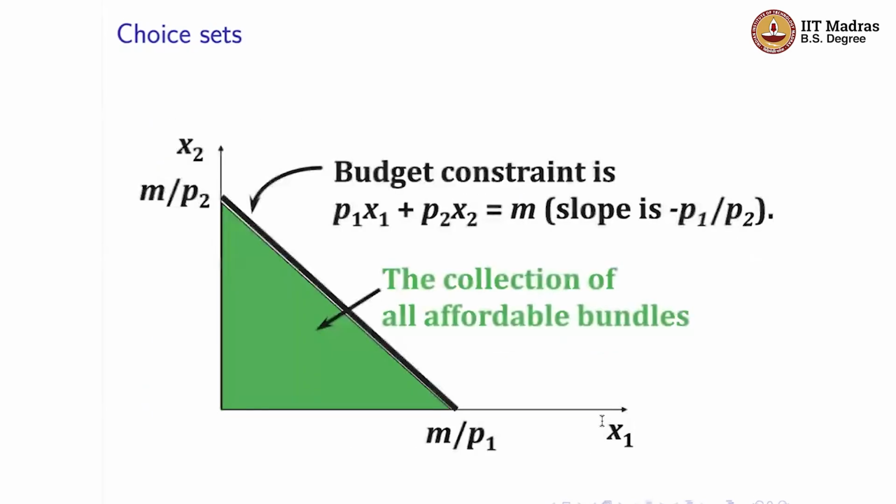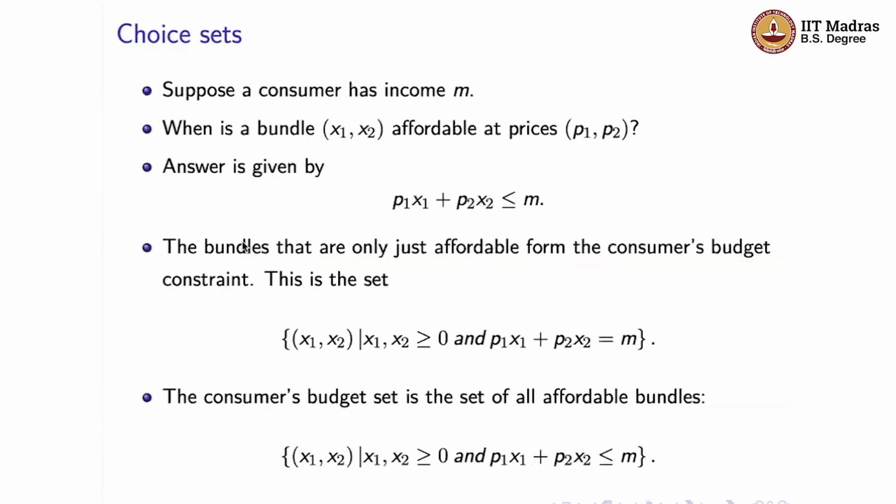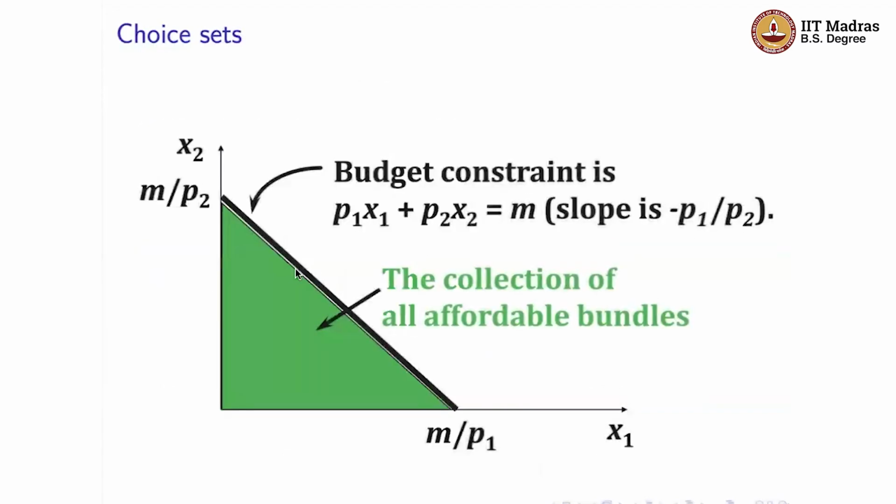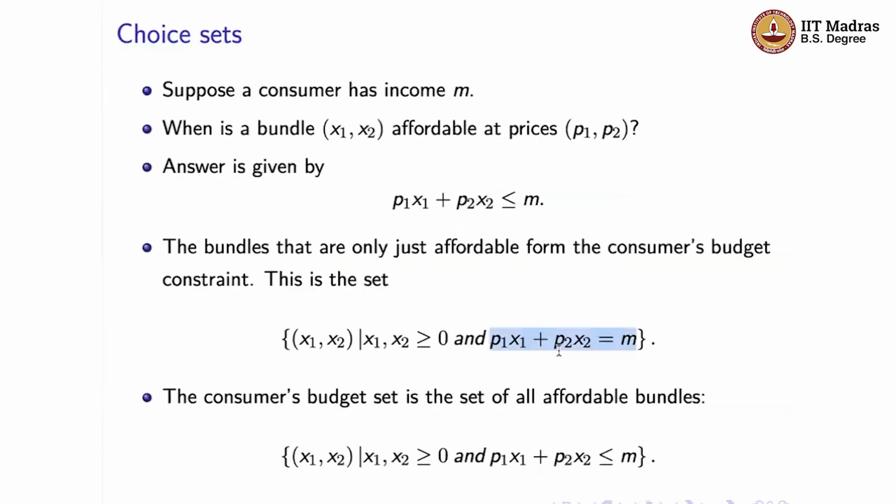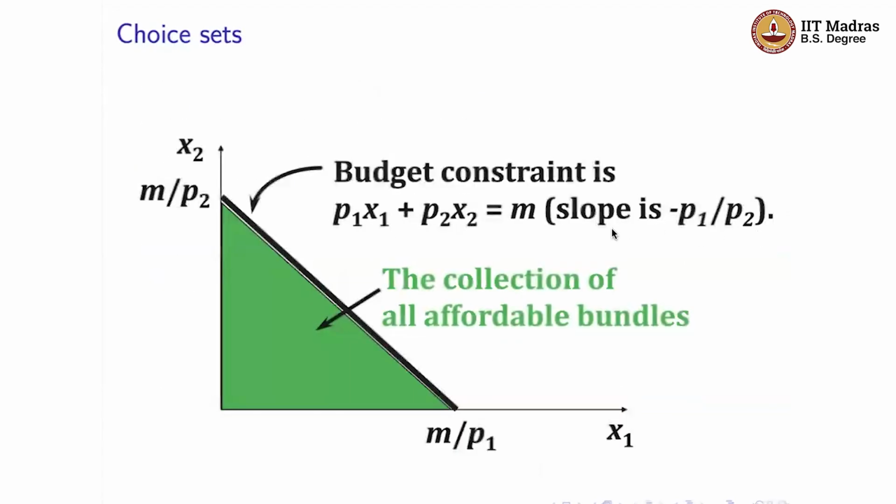So we can also represent this graphically. You have on the x-axis the amount of good one purchased, and on the y-axis the amount of good two, or commodity two, that is purchased, right? And then we have drawn the budget constraint, which is this straight line. If you plot this in the X1, X2 space, it is going to be a line with a negative slope. The slope of the line is given by minus P1 by P2.